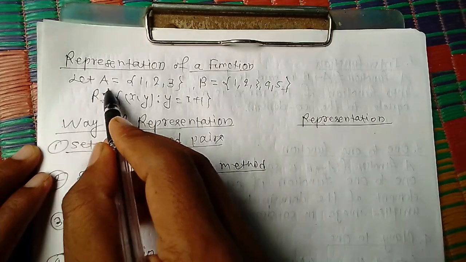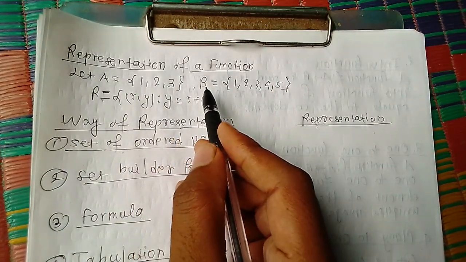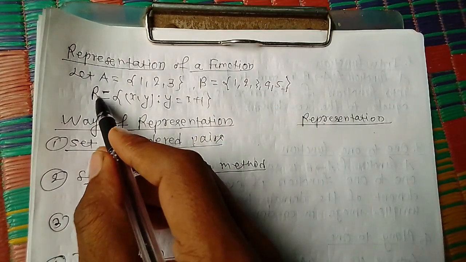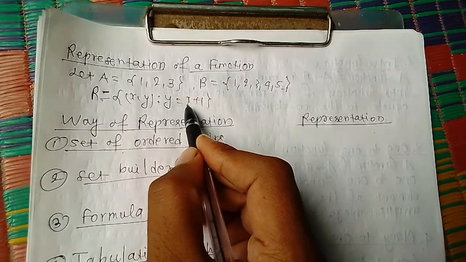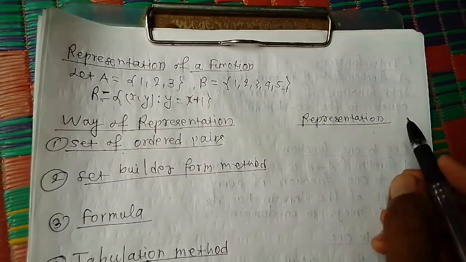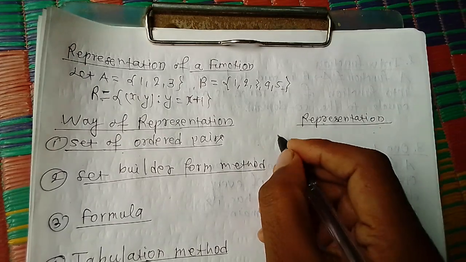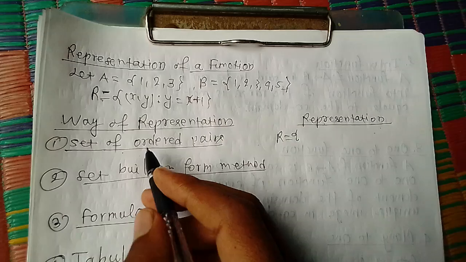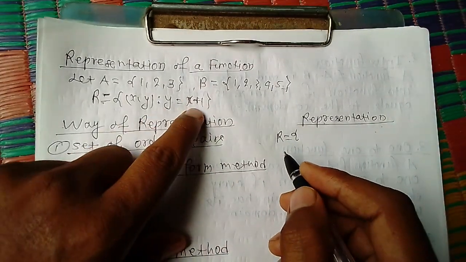Representation of a function. Let A be {1, 2, 3} and B be {1, 2, 3, 4, 5}. Choose a relation such that for x and y, y is x plus 1. So, ways of representation, and here is the representation. Here the function or relation R is related as a set of ordered pairs, so y should be x plus 1.